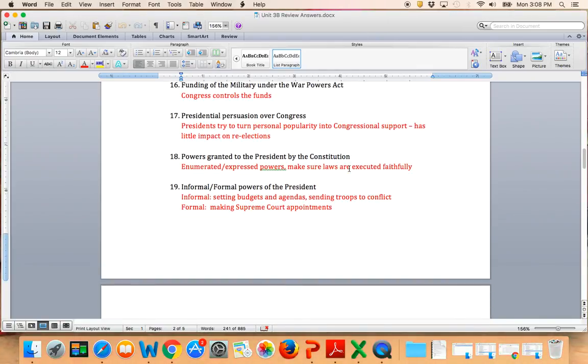Presidential persuasion of Congress. Presidents try to use their personal popularity to gain support. It usually has little impact, especially in re-elections when the President is promoting certain politicians. It usually has no bearing.